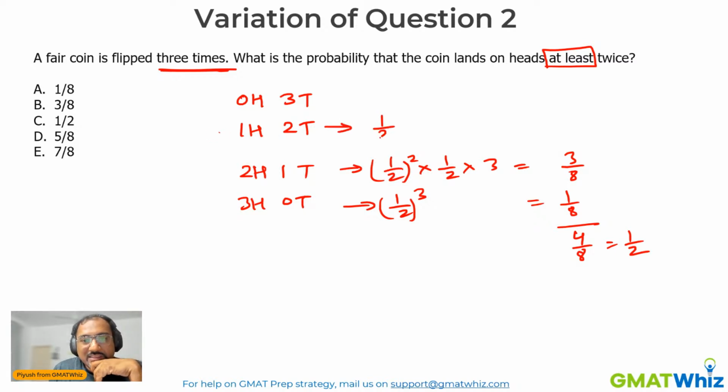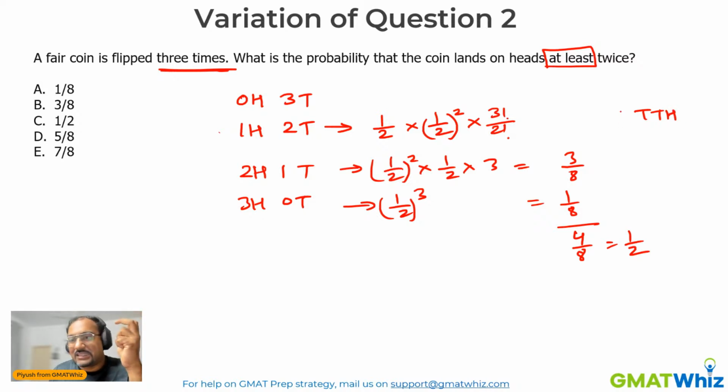The probability of this event will be: 1 head I can get in half ways, 2 tails I can get in half to the power 2. That's the probability. And then again, I have to multiply with 3 factorial by 2 factorial because I have to arrange 2 tails with a head. So that's three things to be arranged, 3 factorial ways I can do that, and 2 of them are the same, so divided by 2 factorial. So it is again 3 by 8.